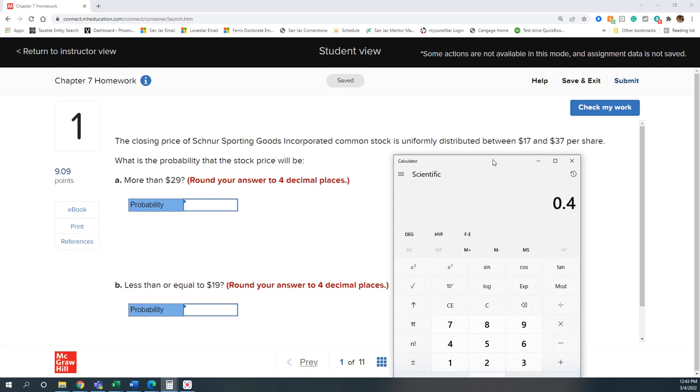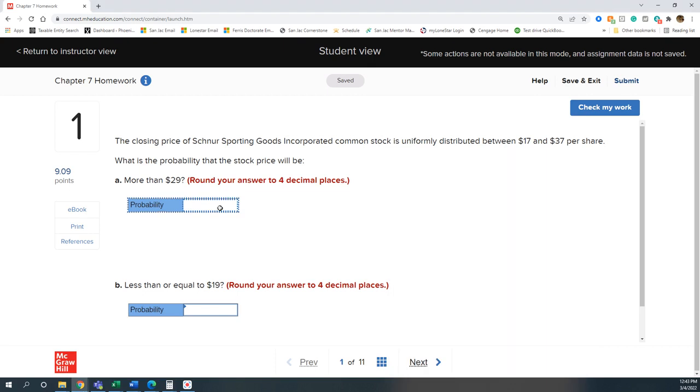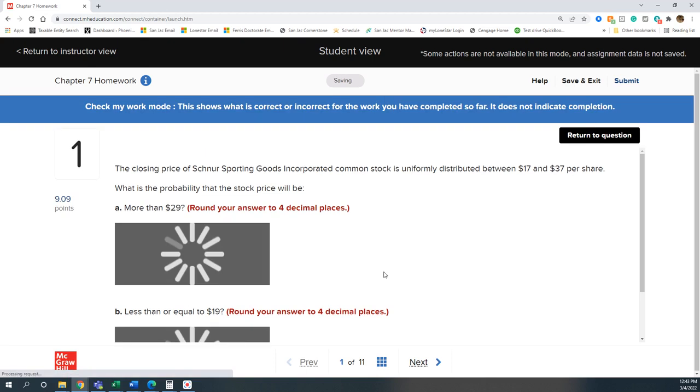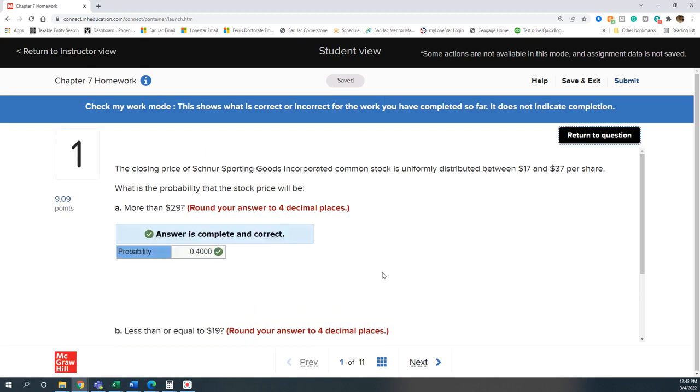And we're asked to round our answer to 4 decimal places. I actually got 0.4, which is actually pretty cool. Since it needs 4 decimal places, don't forget to add the decimal places even if it's 0. Odds are you will have 4 decimal places. I just got lucky and only had 0.4 on the first one.